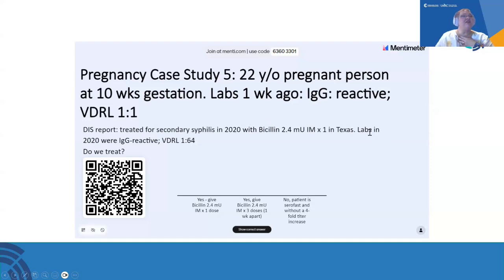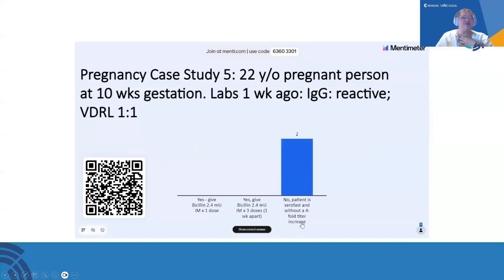All right, so now let's look at our labs. Right now, it's 1-to-1. It was 1-to-64. Has there been a 4-fold decrease? Yes. So now this is what we call patient is serofast. It has a low titer. Probably will always have a low titer, and that's fine. No further treatment is needed. Great job. Great job.